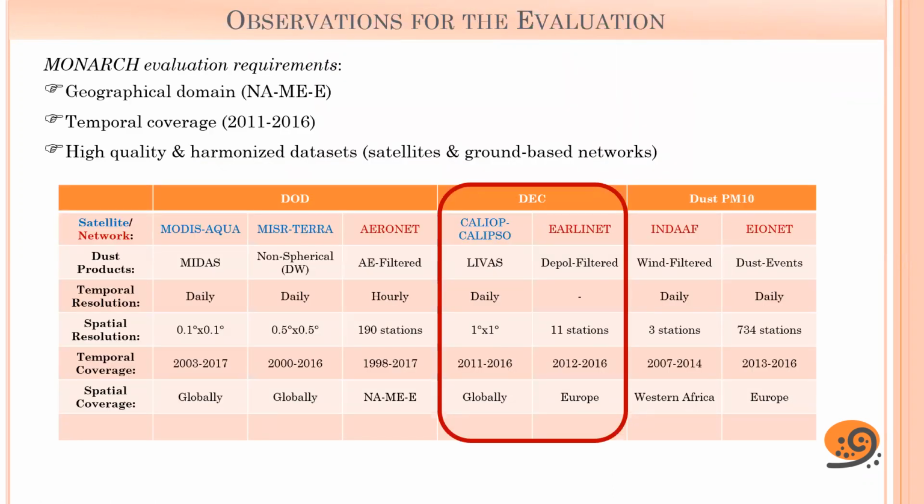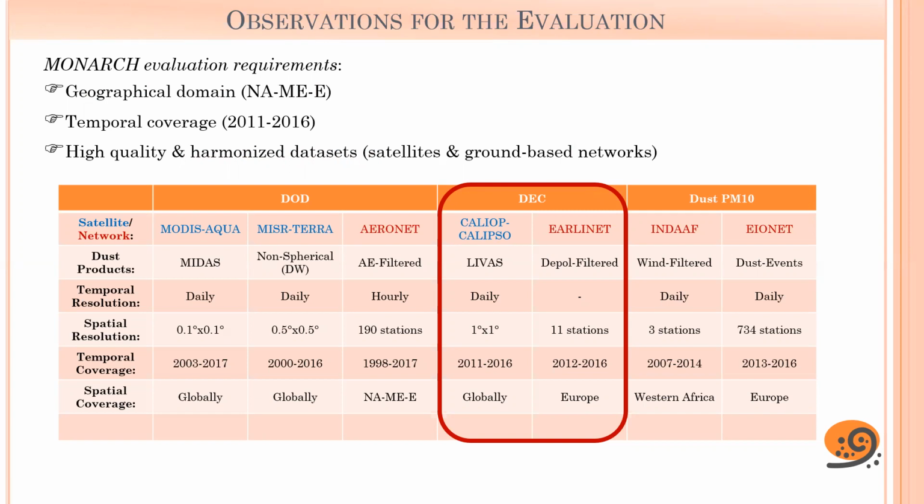The evaluation of the reanalysis was based on dust-related observations provided by datasets found to meet specific requirements based on the characteristics of the Monarch reanalysis. In particular, we used measurements from satellite missions and ground-based networks because they provide high-quality and harmonized systematic observations, while their dust-related retrievals have been already studied and validated in previous studies.